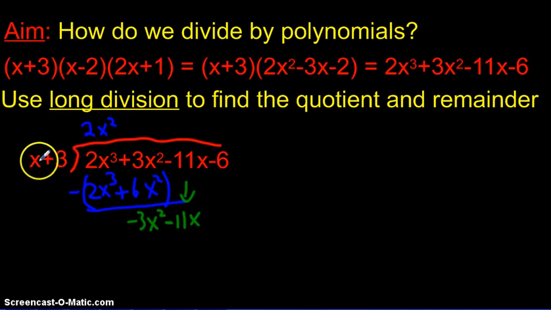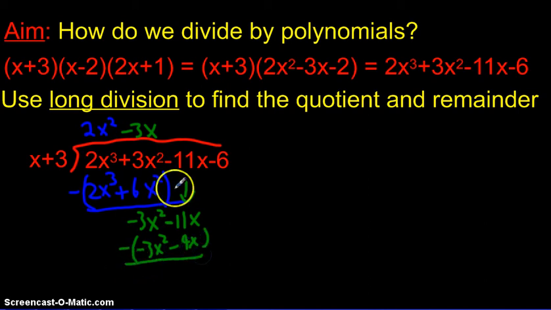Alright, so we do the same thing. X goes into negative 3x squared, negative 3x times. We do the same thing as we did before. We're going to subtract it when we multiply it with x to the third. So it's minus 3x squared. Negative 3x times positive 3 is negative 9x.